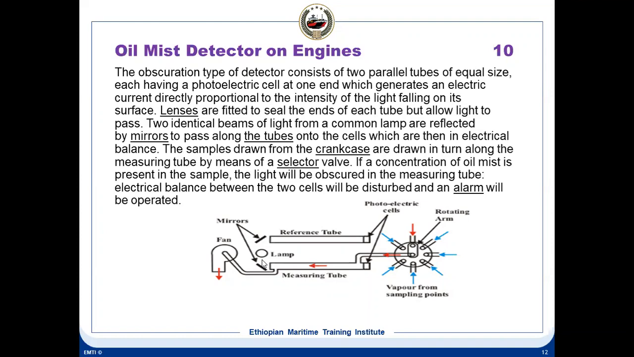Lenses are fitted to seal the end of each tube but allow the light to pass. Two identical beams of light from the common lamps are reflected by mirrors to pass along the tubes onto the cells, which are then electrically balanced. The samples drawn from the crankcase are drawn in turn along the measuring tube by means of a selector valve. If a concentration of oil mist is present in the sample, the light will be obscured in the measuring tube. Electrical balance between the two cells will be disturbed and an alarm will be operated.